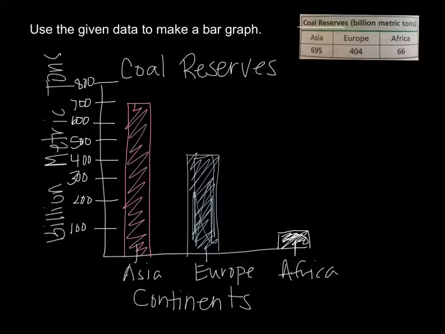Okay? So, there we have our title. We have labels on both of our X and Y axis. Our bars are not touching. We have an equal interval on the way up. So, I think we're good. Let's go to the next question.